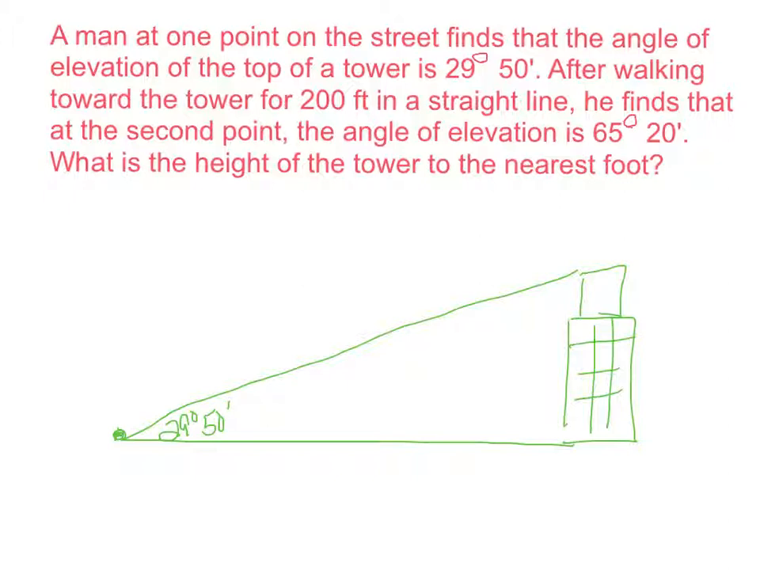Then he walks toward the tower, so he's walking horizontally, a distance of 200 feet. And then he finds at the second point the angle of elevation, so here we go again, 65 degrees, 20 minutes. And what is the height of the tower? So we're looking for that. Now we can assume this is not the Leaning Tower of Pisa, so we've got a right angle there. So you have two triangles side by side.